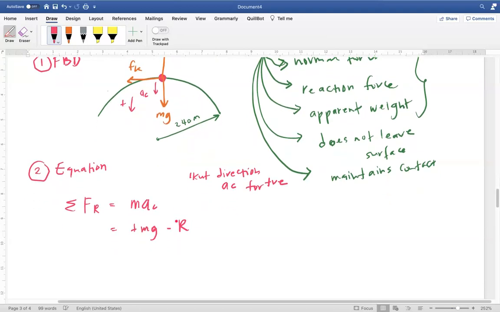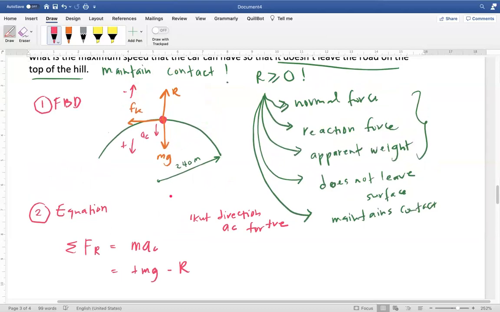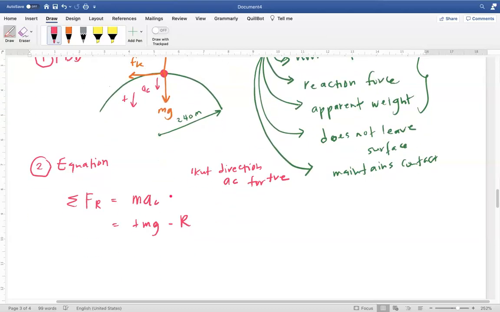Okay, bukan sebab R akan jadi kosong kita kena tolak, bukan macam tu. Kita tengok free body diagram, tengok direction dia, baru tulis dalam equation. Jangan sesekali teka apa yang dalam equation, tengok free body diagram, okay? So plus mg minus R. So now your equation becomes ma_c = mg minus R. Your ma_c is mv squared over r equals to mg minus R.